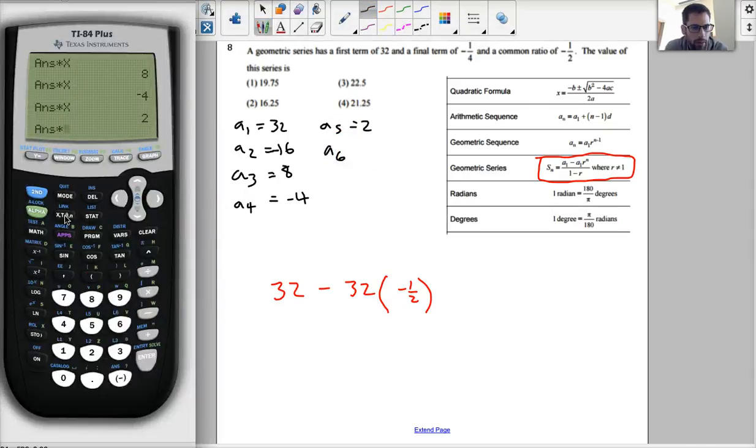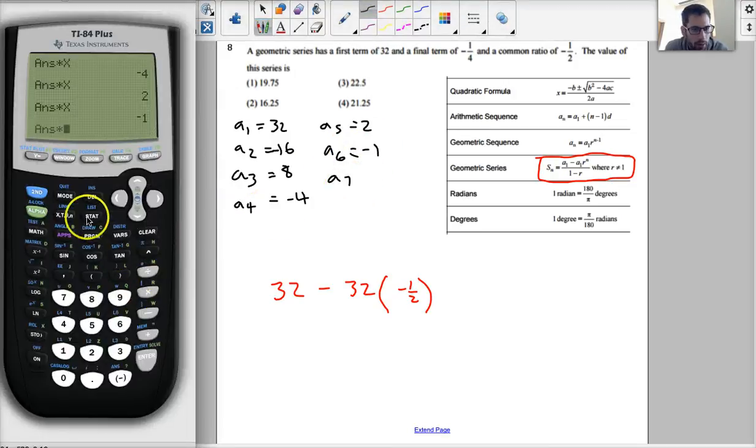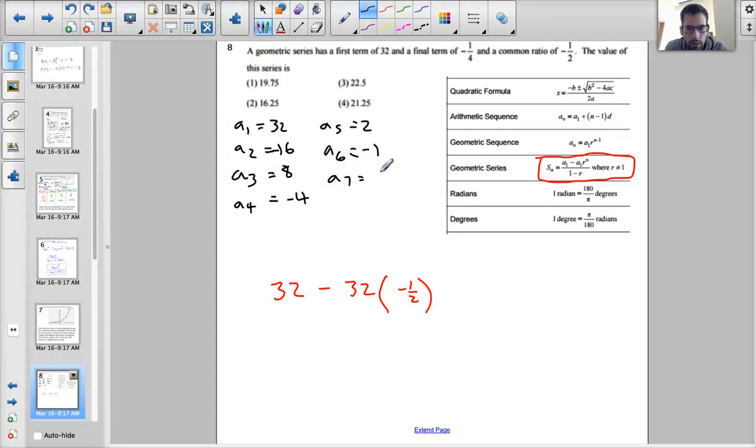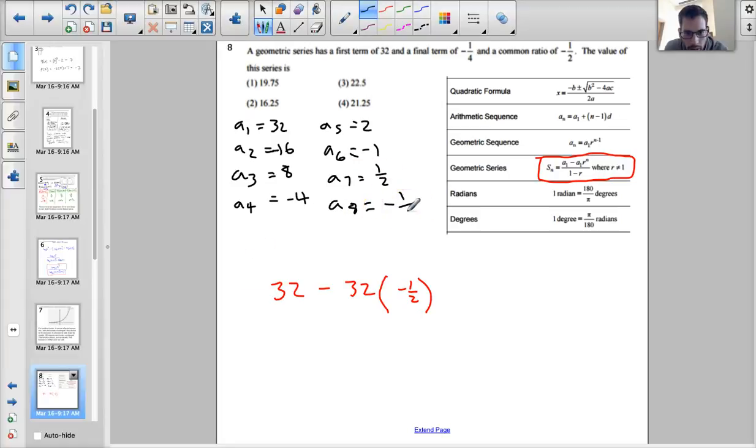Times my common ratio should give me a negative 1, it does. Times my common ratio gives me 1/2, which means that my 8th term here should give me negative 1/4. Hey, so that means that this is going to have 8 terms. So I know that n equals 8 because it is my 8th term.